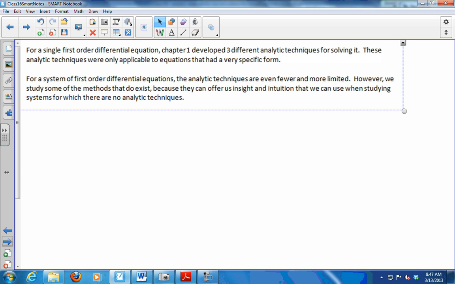So for a system of first order differential equations, the analytic techniques are even fewer and even more limited in what you can apply them to. But we are going to study some of these special techniques because they can offer us insight and intuition into the behavior of solutions when you're studying a system for which there are no analytic techniques.